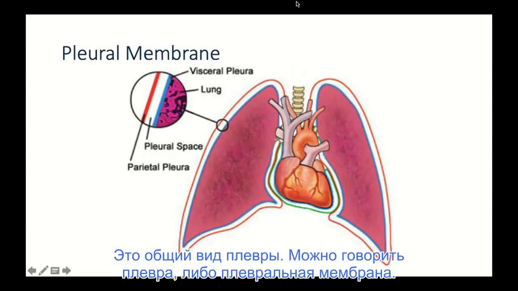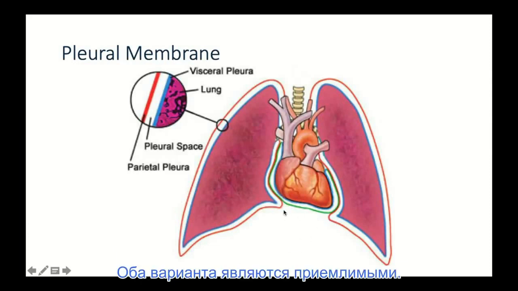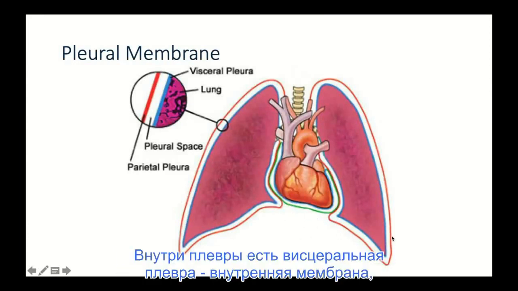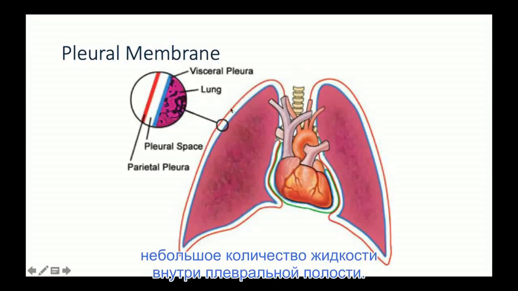This is overall what the pleura looks like, and you can call it the pleura or the pleural membrane. Either is acceptable. And within that, we've got the visceral, which is the innermost pleural membrane, the parietal, which is the outermost, and then this tiny little bit of fluid within that pleural space.